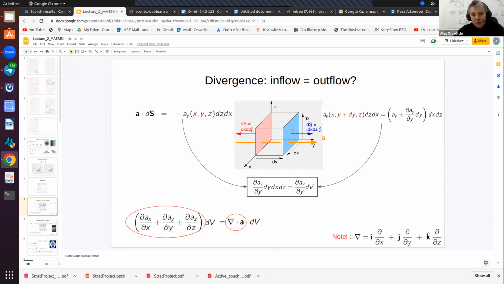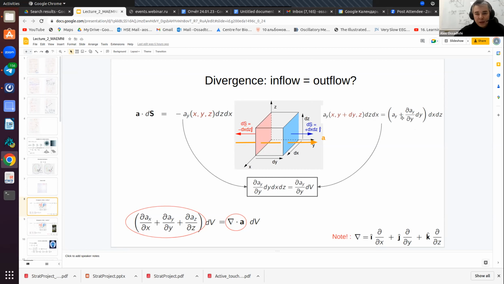And here we will use the value of the field not at this point, but at this value of y, which will be at y plus dy, which we approximate, as I already showed you, by the derivative of Ay with respect to y multiplied by dy. Remember the Taylor series expansion. So the amount of water through this face will be equal to Ay plus dAy/dy dy, times dx dz.